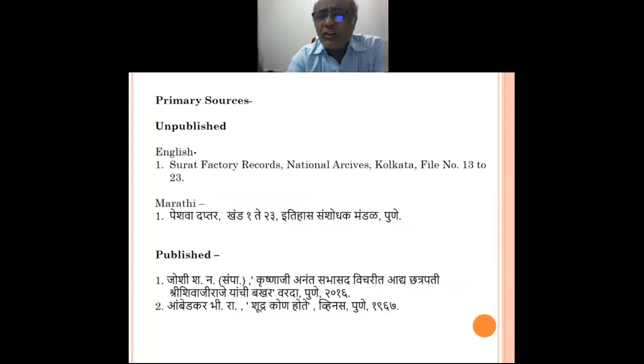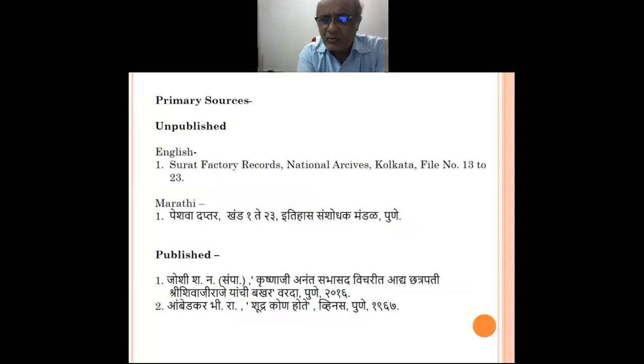Already at a number of places you have written Peshwa Daftar Khanda number 2, file number 13 or page number 13. Surat Factory Record, file number 14, file number 15. All that detail, information about the source from where you have taken the information, comes in the footnote or endnote, and here in the bibliography you have to just mention the sources. There is no need of writing any page number.